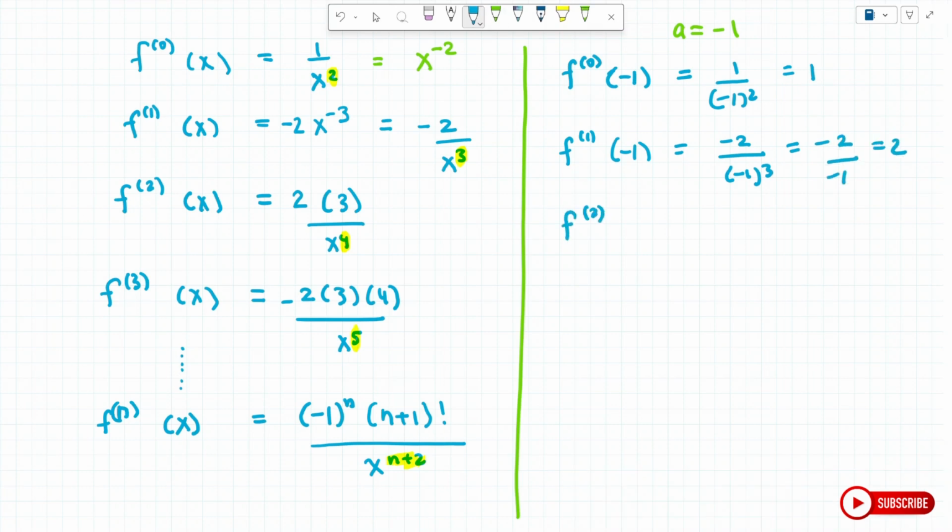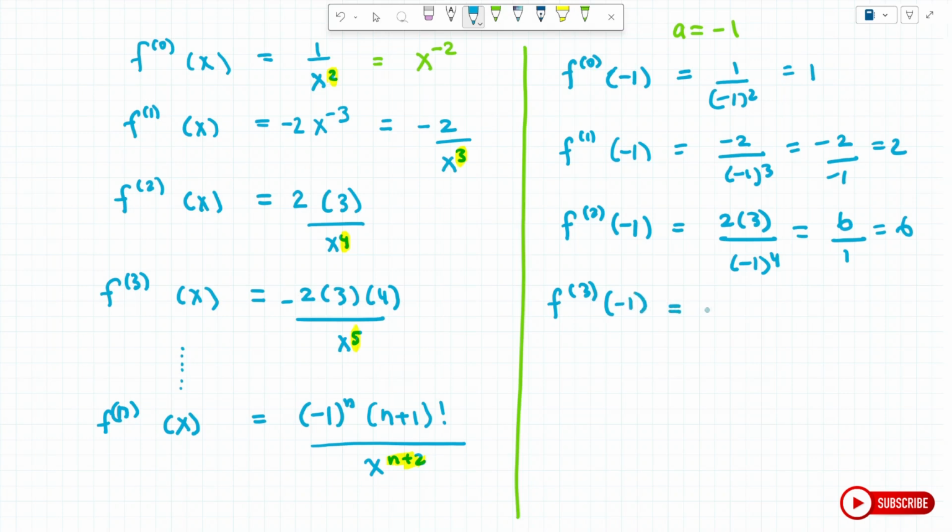Going to our second derivative at negative 1, we are going to end up with 2 times 3 over negative 1 to the power of 4. So this gives us 6 over 1, which equals 6. And then let's do our third derivative at negative 1.